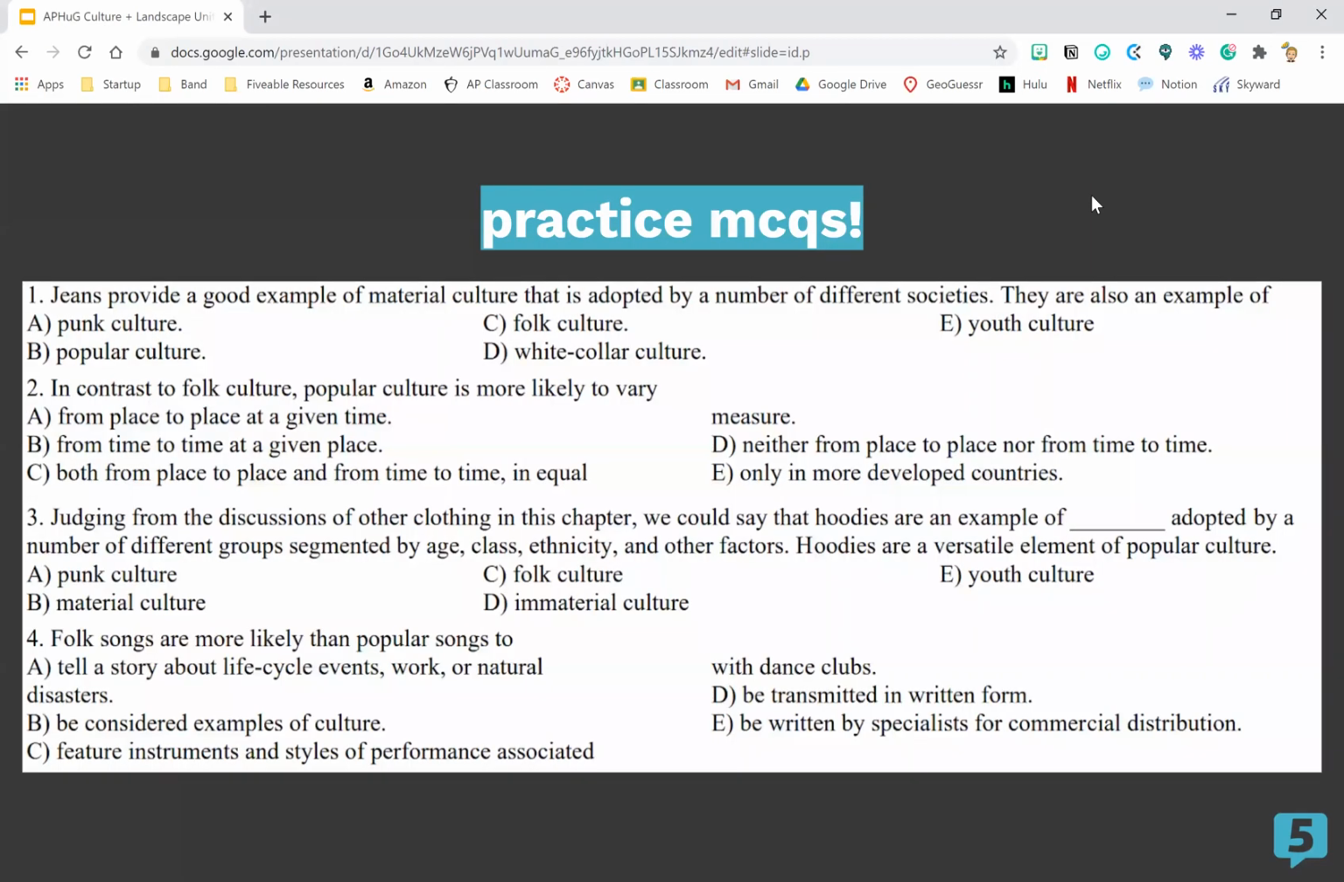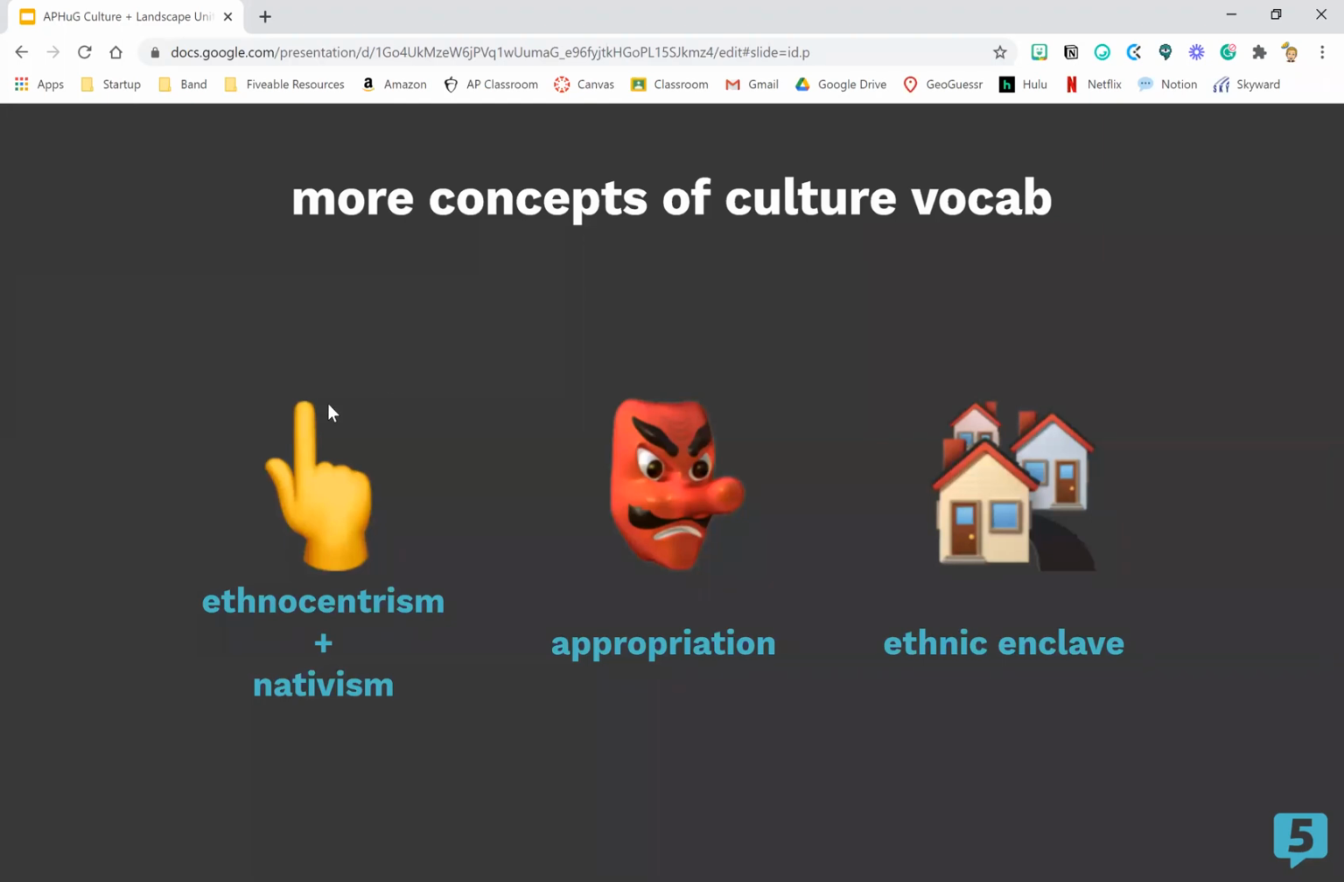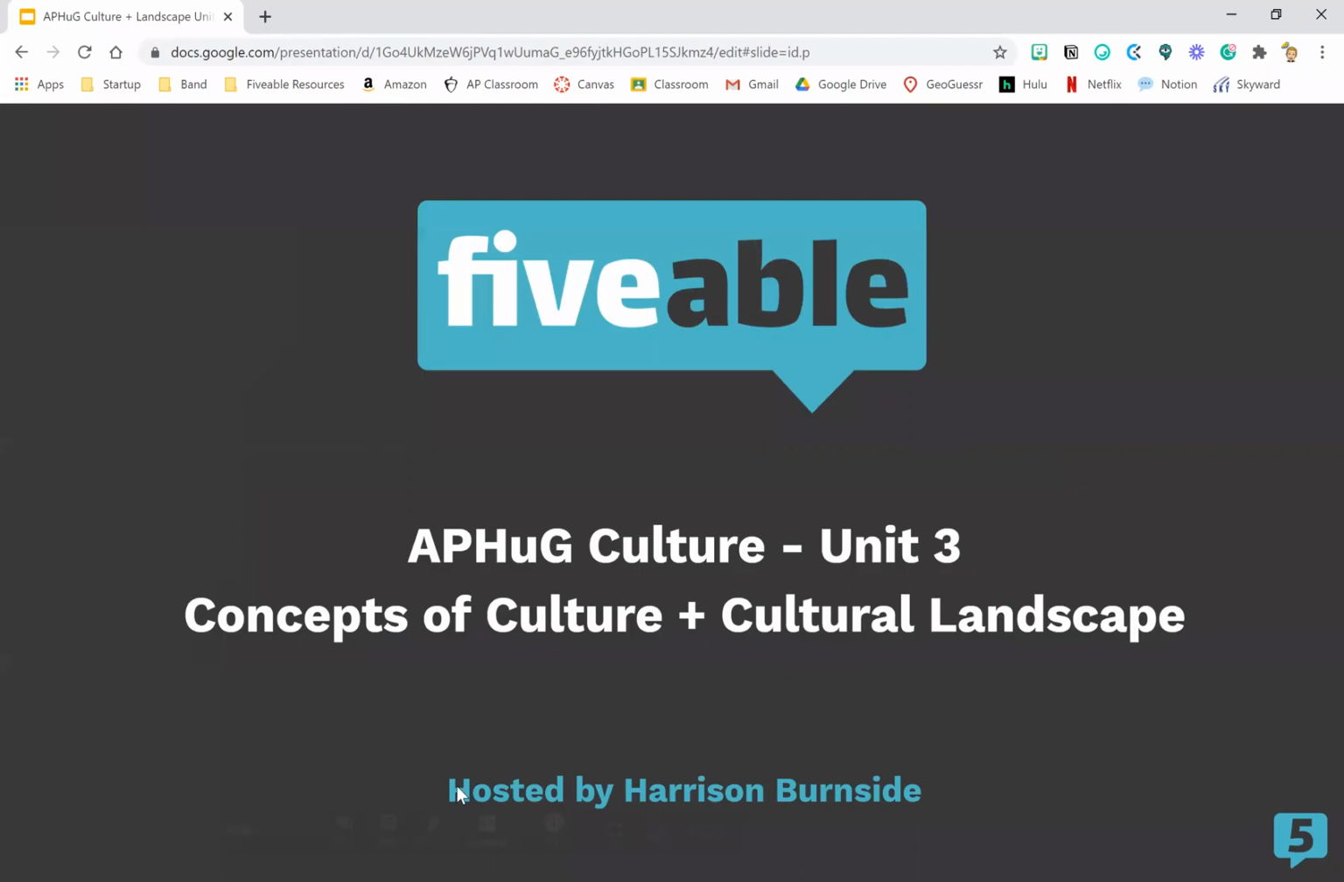So let's talk about some practice multiple choice questions. Actually, before I move on, I will take any open questions right now from you guys. Any questions at all about Unit 3 or anything else in AP Hug? Yeah, I have a question. For Hindu and Buddhist buildings, they seem kind of similar in a way. Are there any distinctions that can separate the two?